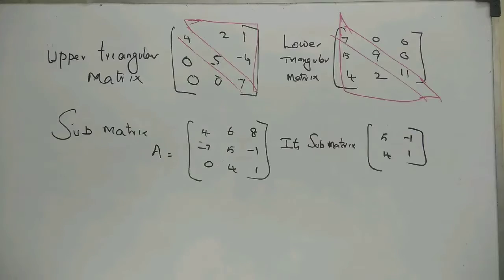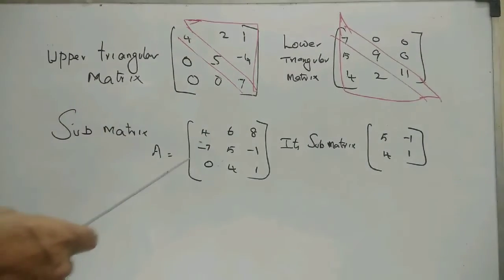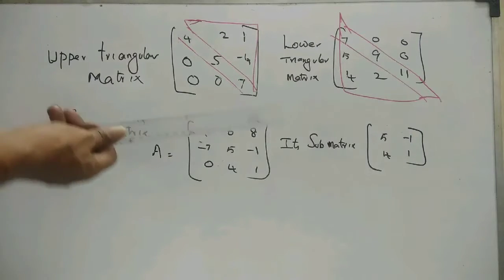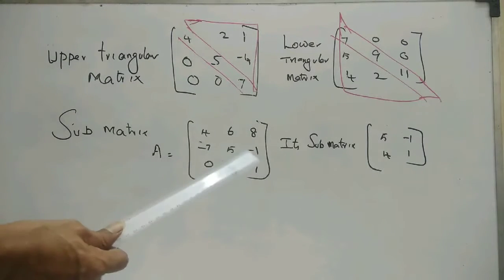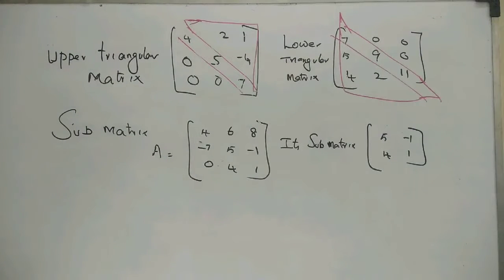Submatrix. Suppose a matrix is given, you can write its submatrix by omitting the first row and first column. I omitted this row and this column. The result is 5 minus 1 and 4 1. I mean we are getting a 2 by 2 matrix. That matrix we call a submatrix. Now we will be seeing what is meant by equal matrices, or under what conditions 2 matrices will be equal.